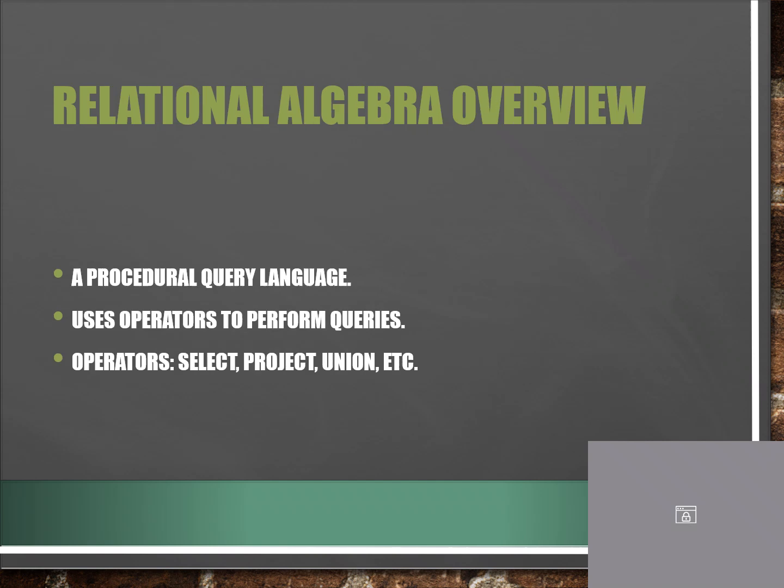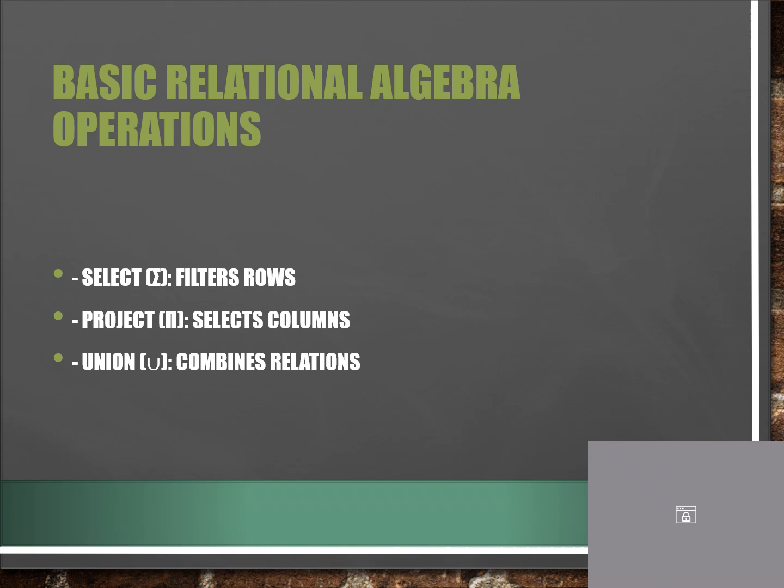The next slide is the relational algebra overview. Relational algebra is a procedural query language, and it has operators used to perform queries, like select, project, union, etc. The next slide is basic relational algebra operators: select, project, and union. Select filters rows, project selects columns, and union combines one relation with another relation.